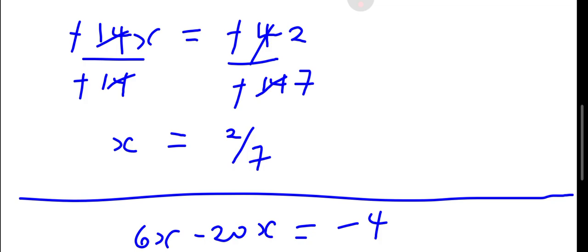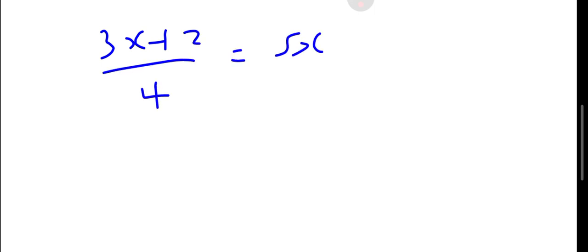So let's move on to a quite more complex question, which you can't solve with cross multiplication, right? So let me teach you the other method also. So let's say the same question, 3x plus 2 over 4 is equal to 5x over 2. I always tell students to master this one.